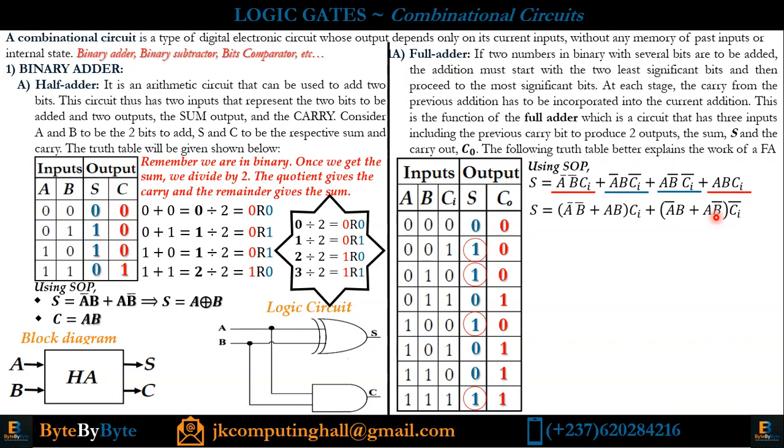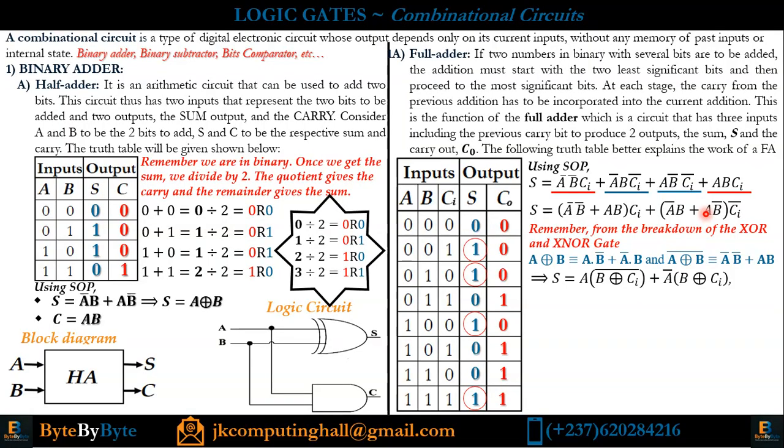Good. Remember, from the breakdown of the XOR and the XNOR gate we did in the previous lesson, we realized that A XOR B is equal to A B bar plus A bar B, whereas A XNOR B is equal to A bar B bar plus AB. So realize that this expression here is indirectly A XNOR B, whereas this is A XOR B. That is what we have.